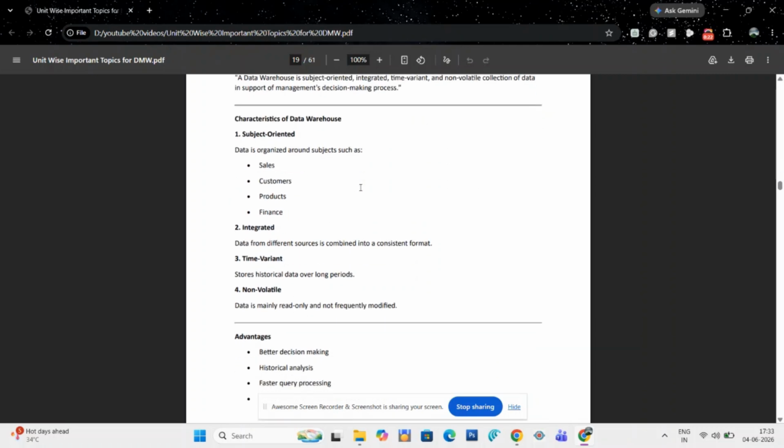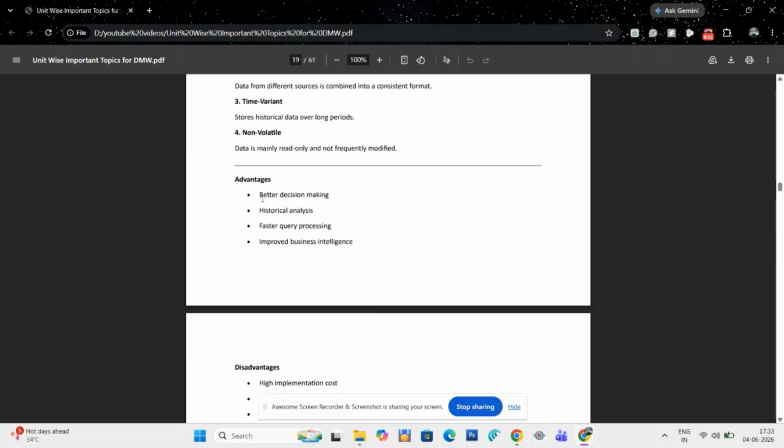The characteristics of a data warehouse: first is subject-oriented, in which data is organized around subjects such as sales, customers, products, finance. Second is integrated, where data from different sources is combined into a consistent format. Third is time variant, which stores historical data over long periods. And the fourth is non-volatile, in which data is mainly read-only and not frequently modified.